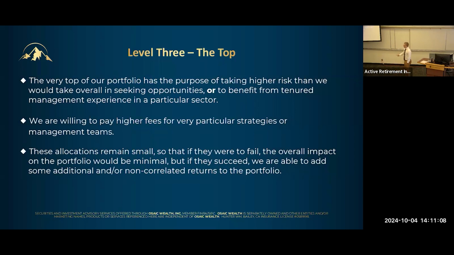So these allocations remain small. If they were to fail, the overall impact on the portfolio would be super minimal. But if they succeed, we can add a little bit of additional returns, or just something non-correlated, something in a different direction, so that if the rest of our portfolio is lagging behind, but maybe this manager or this sector, for whatever reason, is doing really well, it can pad our losses a little bit, or just give us something with a little bit different directionality.